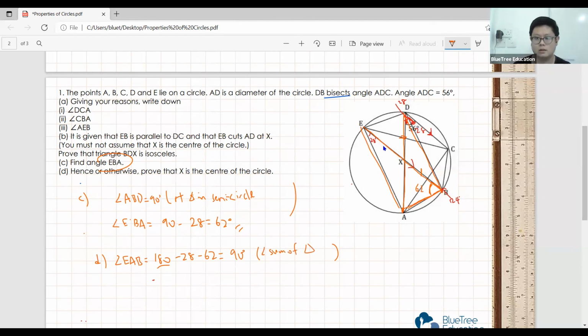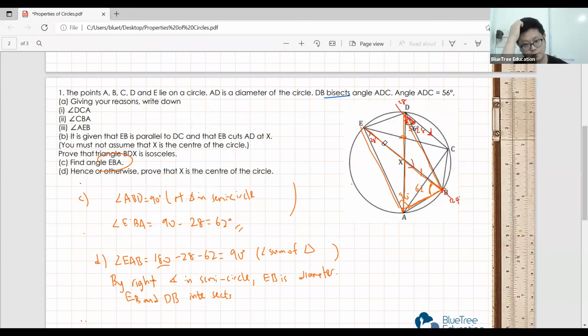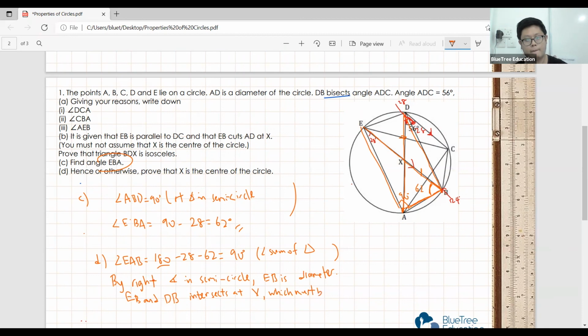Okay, so after you get this to be 90 degrees, then you can prove that EB is the diameter by saying by right angle in semicircle, EB is the diameter. And when you see any two diameters intersect at one point, that one point must be the center. So you say DA and EB intersect at X, which must be the center of the circle.